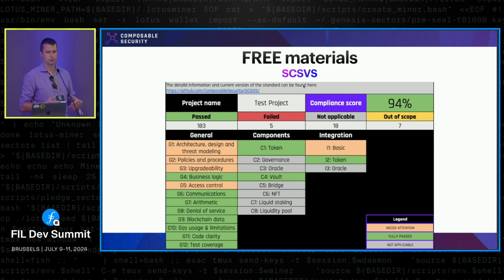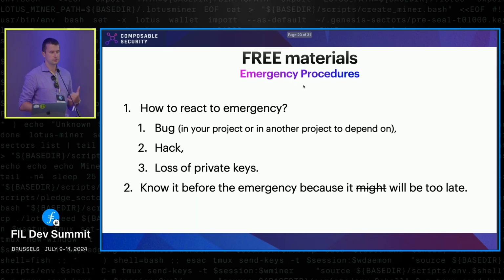And this is great for the business side of your project, right? You can think of it like a security score of your project. It's not ideal, of course. It doesn't cover everything, but it's a good start because you know your current stage in terms of security. So this is CSVS. The next one is emergency procedures.